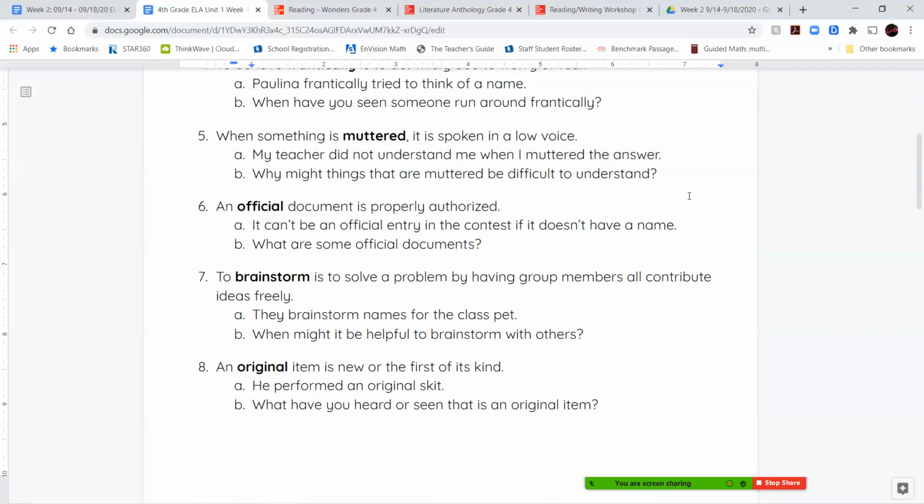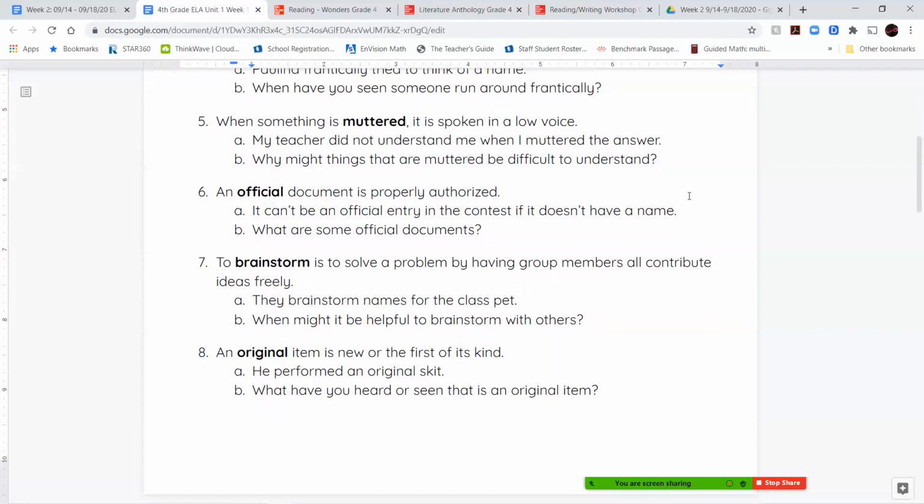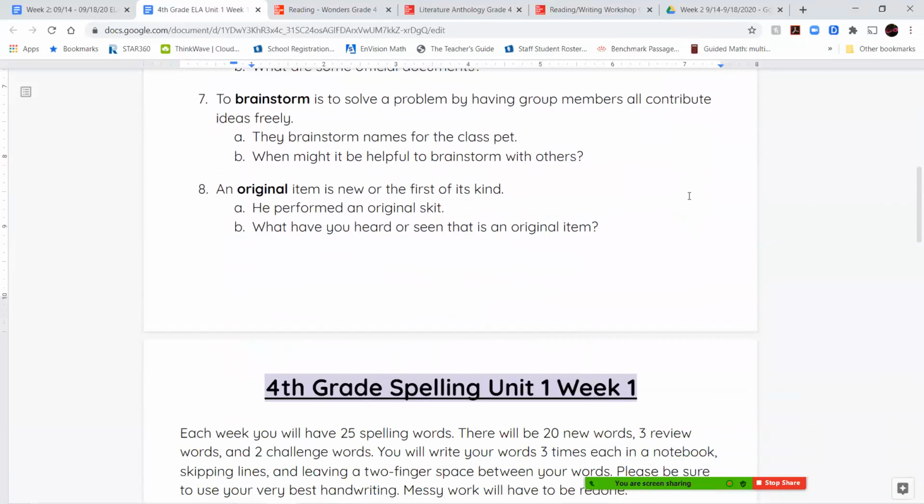What have you heard or seen that is an original item? So if your grandma knits you a nice warm sweater, that's an original item because nobody's got one like it. You didn't buy it at the store. She made it by hand and it's one where there isn't another one that's the same.